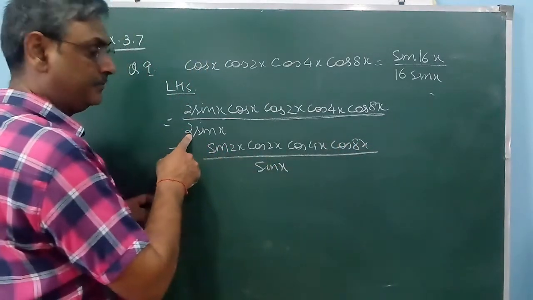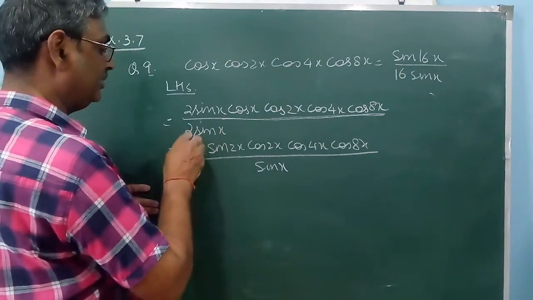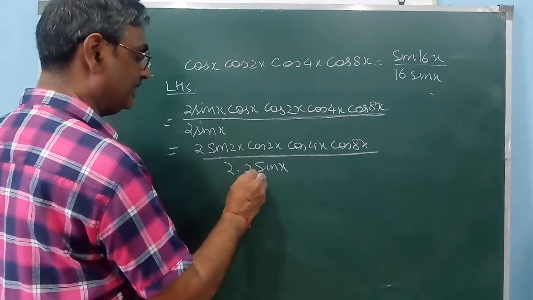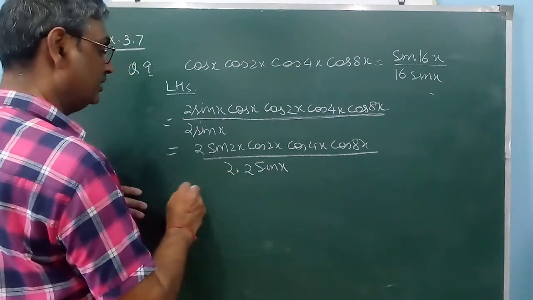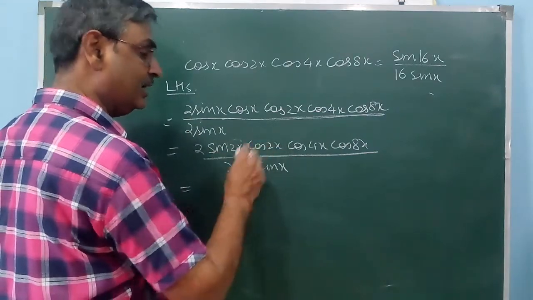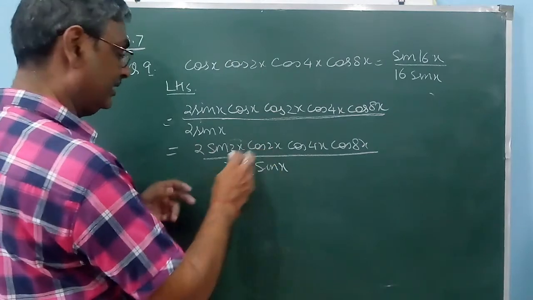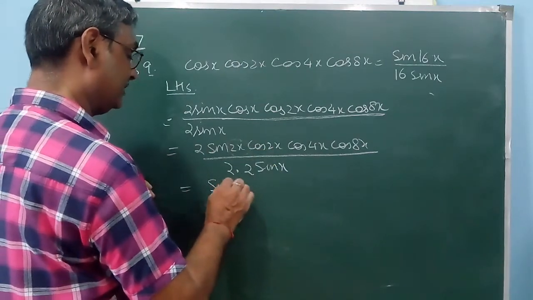Two is already here. Now if I want to use the formula, here I have to multiply by 2 and downside also I have to multiply by 2. So here 2 sin 2x cos 2x, this one you take as theta, and whenever it is 2 sin theta cos theta we double the angle here. So here we write sin 4x.